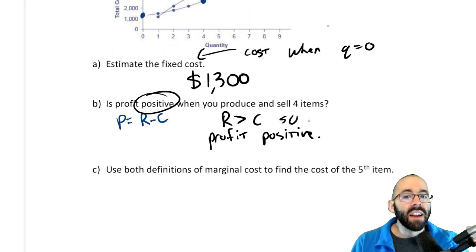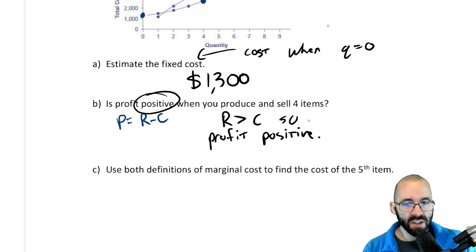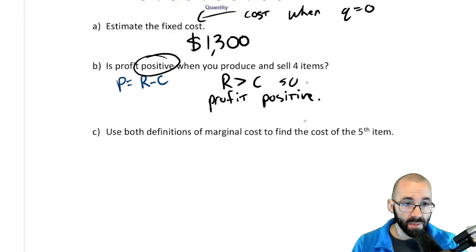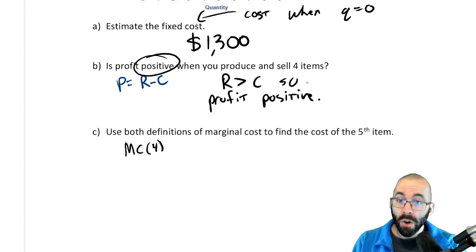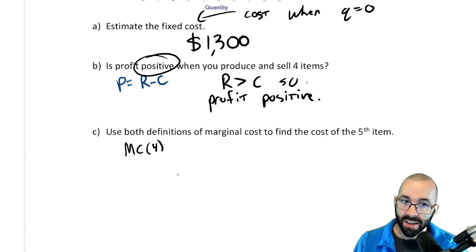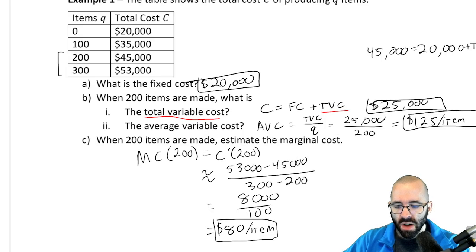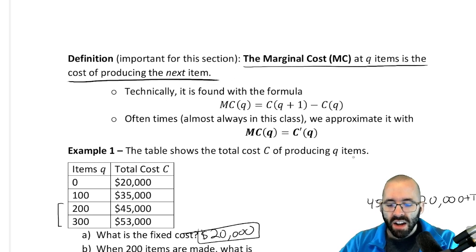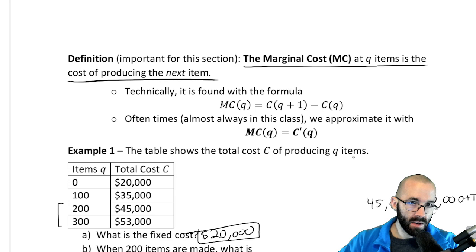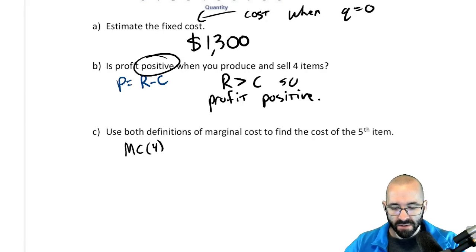So now we're going to finally use both definitions of marginal cost. Okay, so use both definitions of marginal cost to find the cost of the 5th item. Okay, so the marginal cost at 4 items is what we want. Why 4 items? When we talked about marginal cost, it is the cost of the next item. So the cost of the 5th item is the marginal cost at 4 items. All right, so watch out for that.